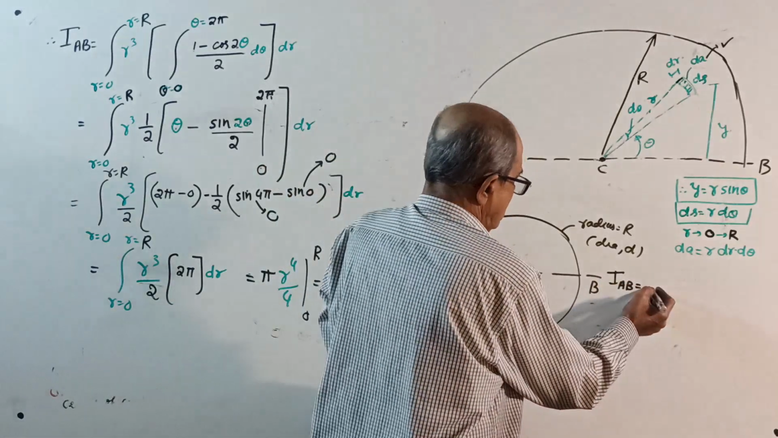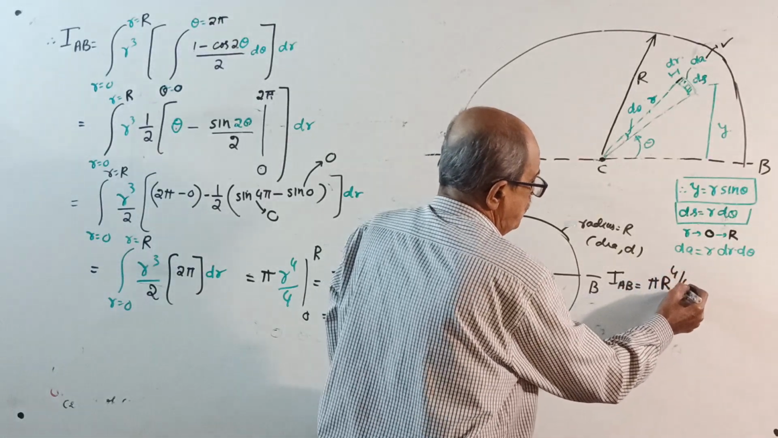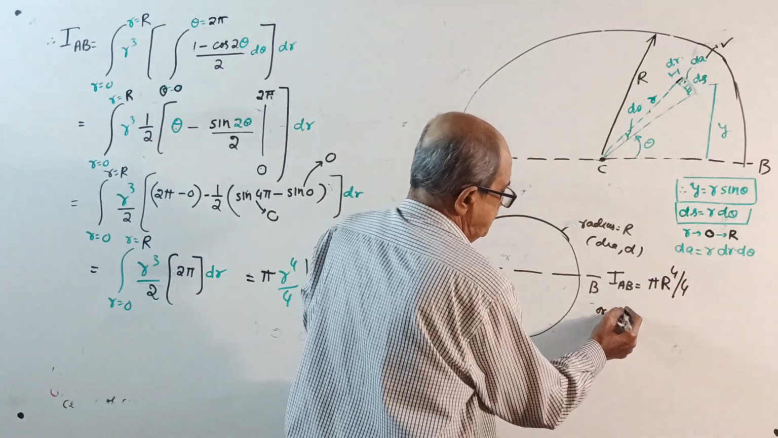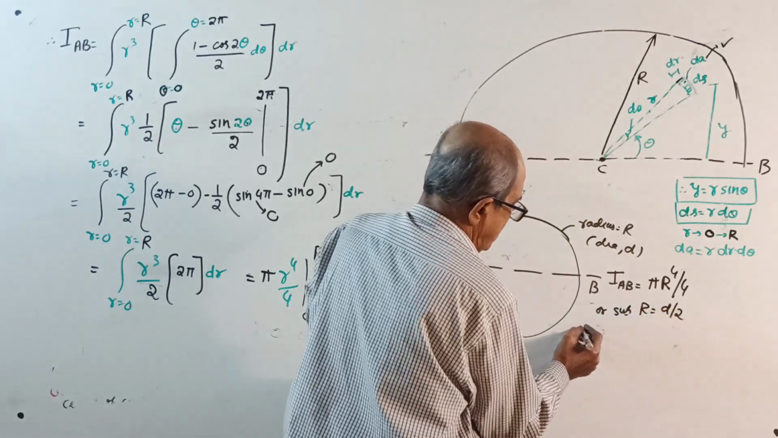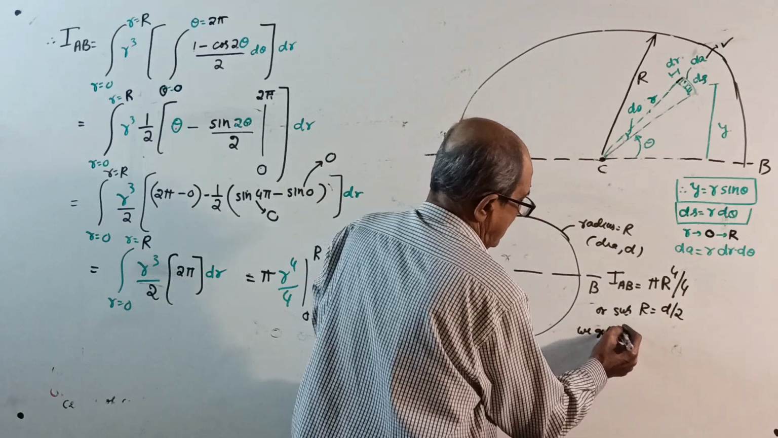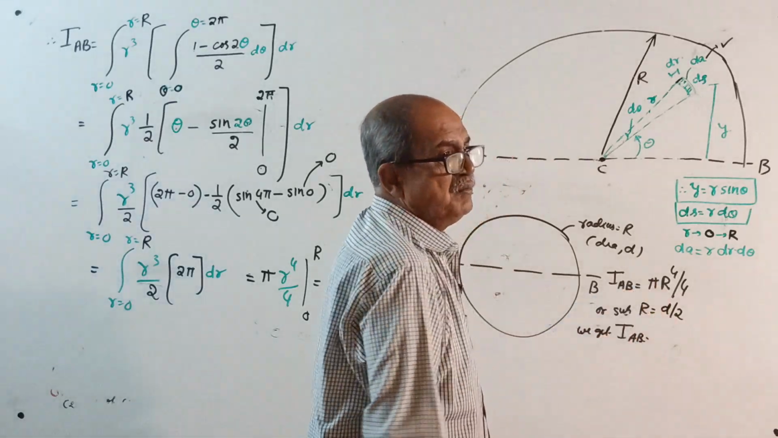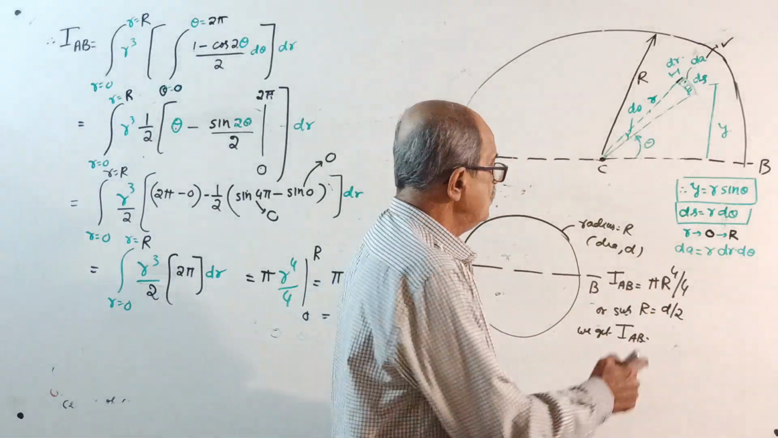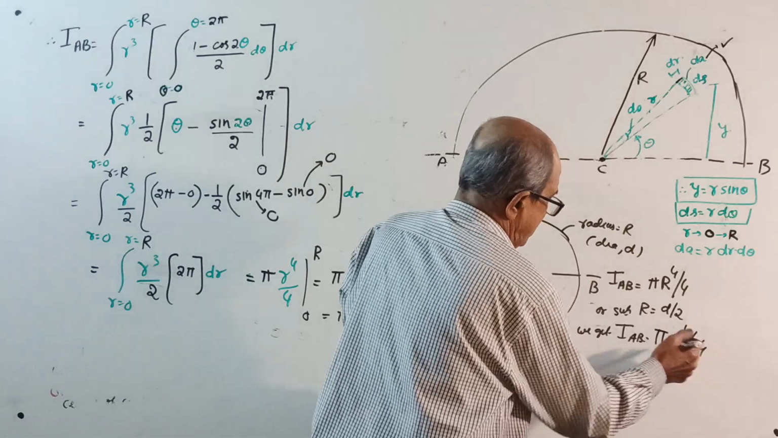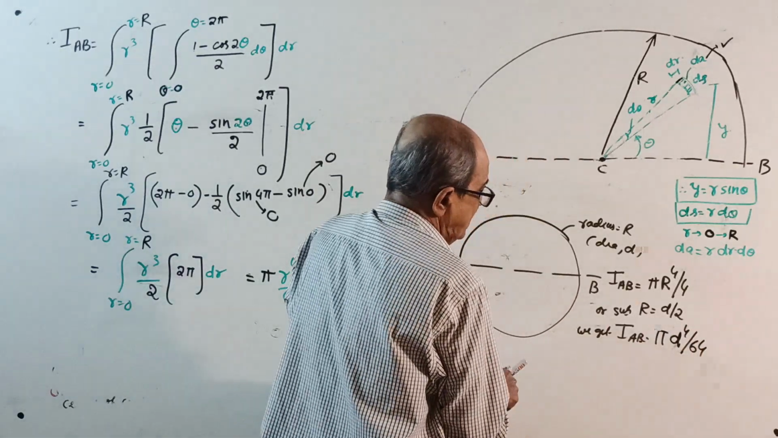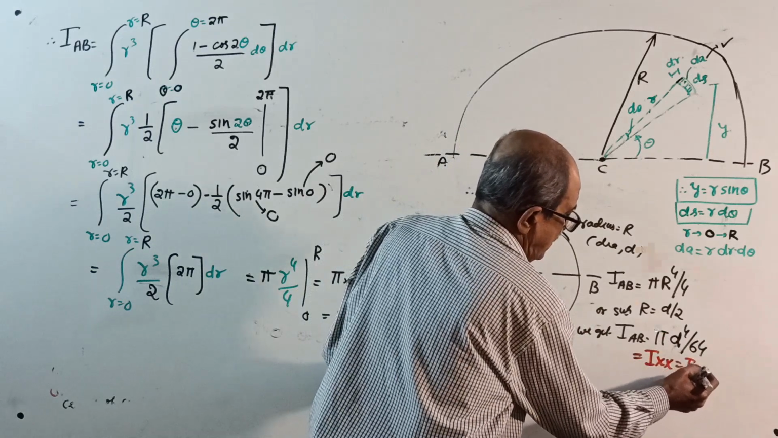I about AB equal to pi r power 4 by 4, or substituting r equal to d by 2, we get I about AB equal to 1 by 2 power 4 is 1 by 16, into 4, is pi d power 4 by 64. And this IAB is actually equal to IXX equal to IYY.